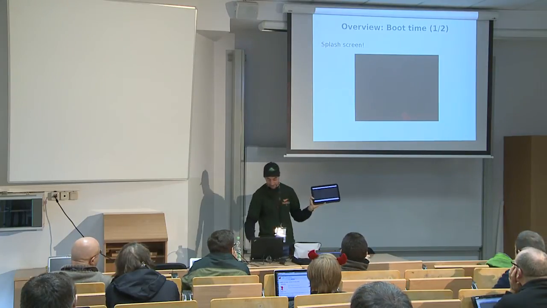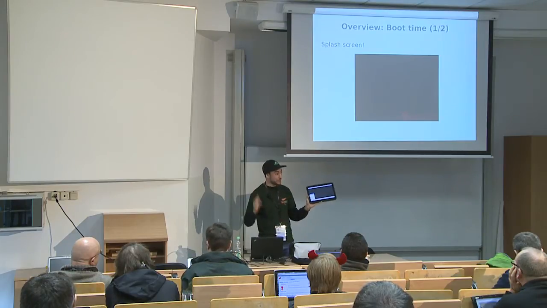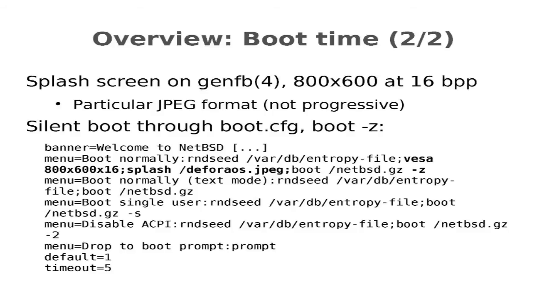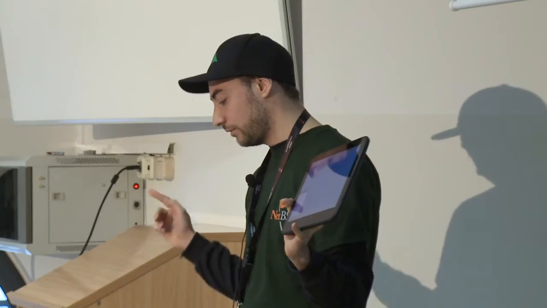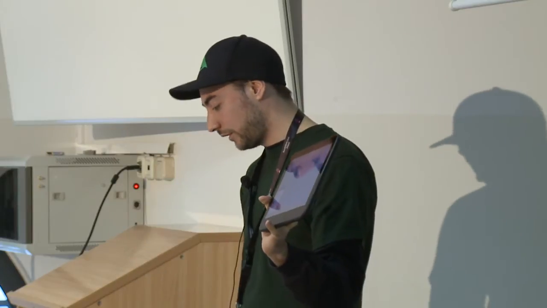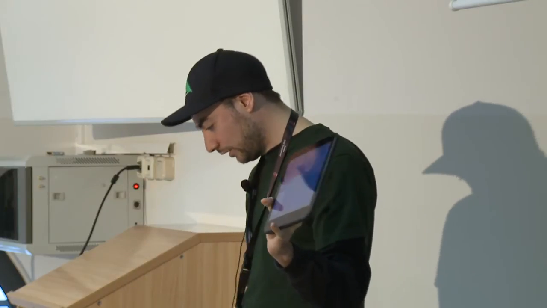Okay, so here is the interface live, and it reacts, it does stuff. Wow. Okay, so this was about the bootloader. So basically the splash screen now, you need a JPEG file, not progressive. So if you use GIMP, you just untick this box or make sure it is.